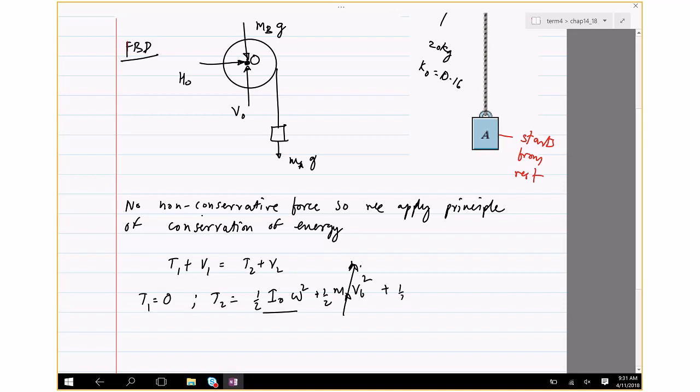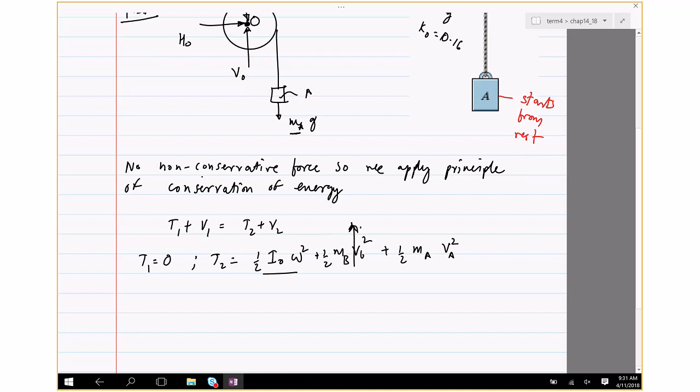And then there is MA, my bad, this should be MP, half MA VA square, where A is this. Okay, a particle has only translation energy. It doesn't have rotational energy because we assume that the inertia of a particle is 0. Okay, so that's the expression for the total kinetic energy.